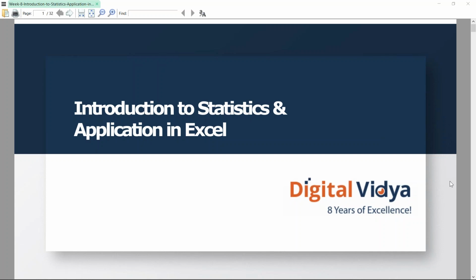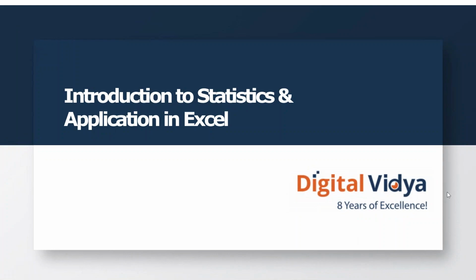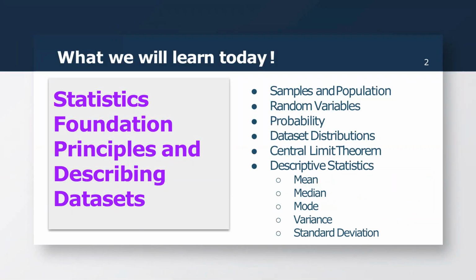Okay. Great. Thanks, everyone. So we'll start with the bare basics of statistics. I'm sure not everyone will be very comfortable with this, so let's start with the bare basics. First of all, I'll take you through what we will do today. We'll first see what stats is, and get a good introduction to that. Then we'll go through these topics: samples and population, random variables, probability, data set distributions, central limit theorem, descriptive stats with all of these in it. We'll go through each of these topics, understand what they mean, and how to use them.